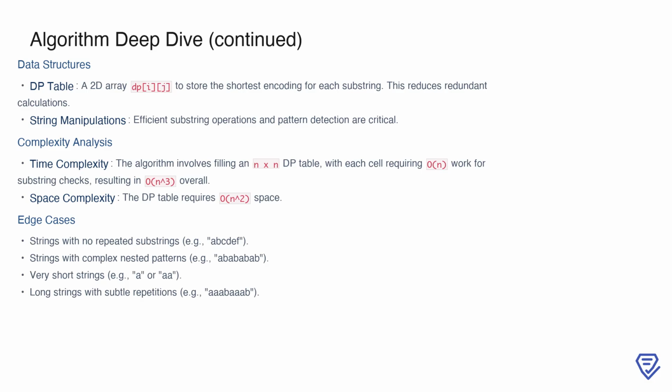During initialization, each cell in the DP table is filled with the corresponding substring. For instance, dp[0][0] is initialized to a, dp[1][1] to b, and so on.